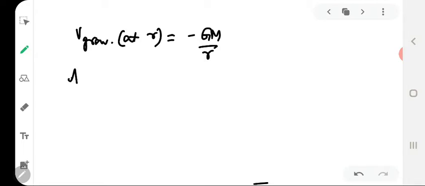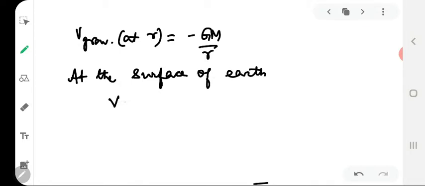At the surface of Earth, V is given by minus GM by R, where R stands for the radius of the Earth.